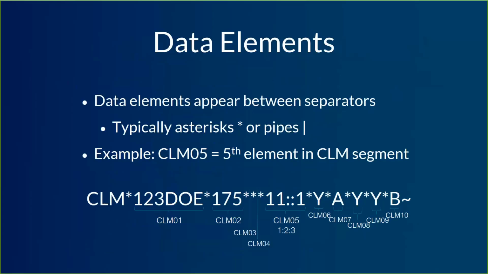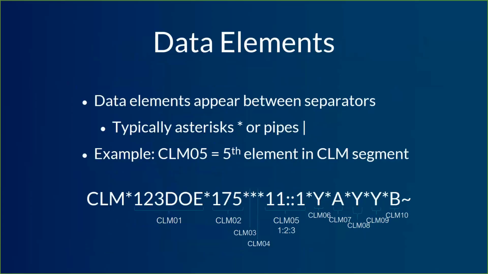A lot of us are lazy. We'll say CLM01, but forgive me if I say that. That is a very industry common type of thing. So we've got CLM01 after the first asterisk. After the second asterisk, we get CLM02. Now notice that in the third and fourth positions, even though there's nothing in there, they still hold their place.